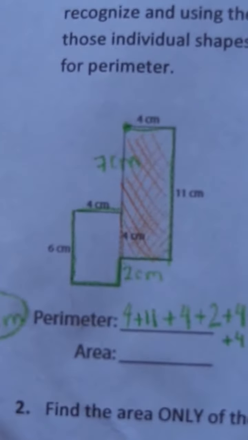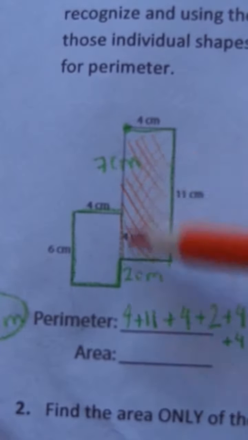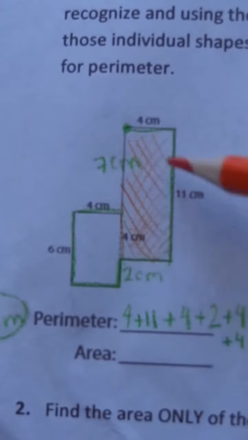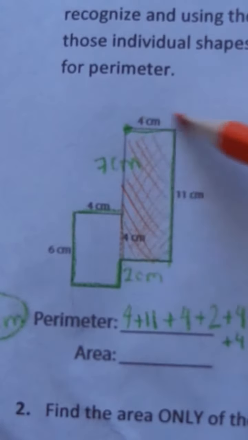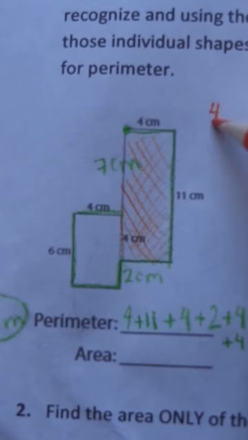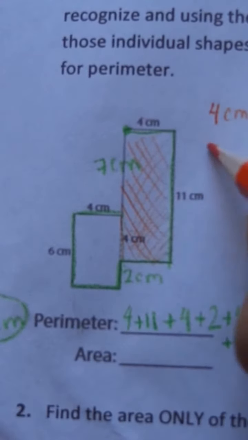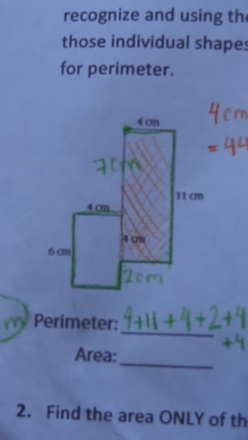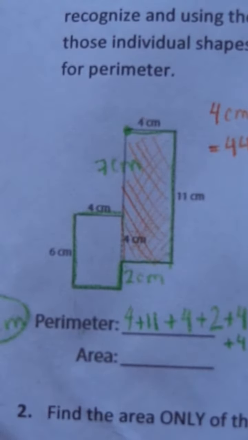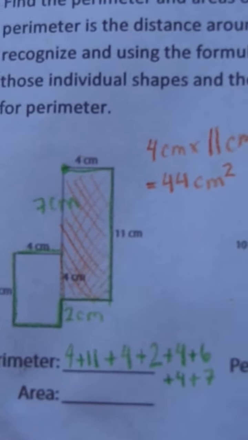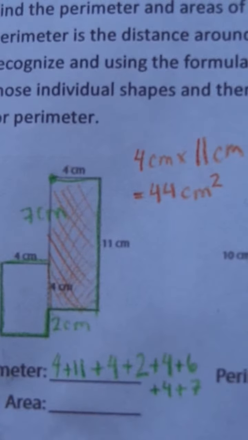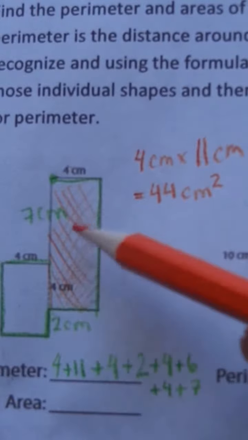There we go. So the area of this rectangle would be 4 times 11. So 4 centimeters times 11 centimeters. So thinking back to your 4 times tables, that will give me 44 centimeters squared. You got it. So am I done? No. That is only the area of this box here.